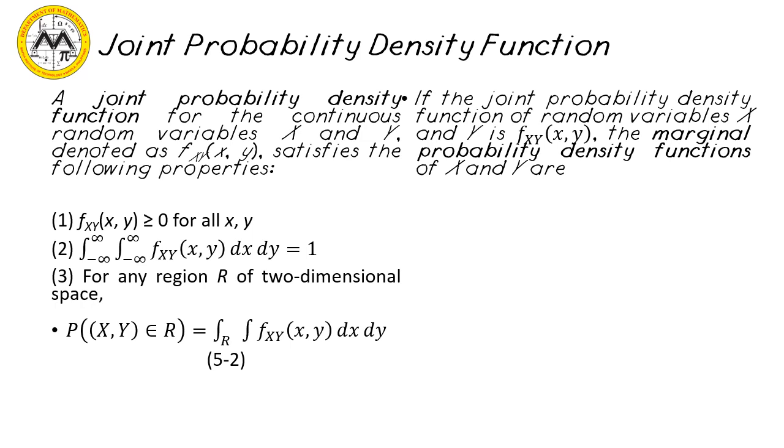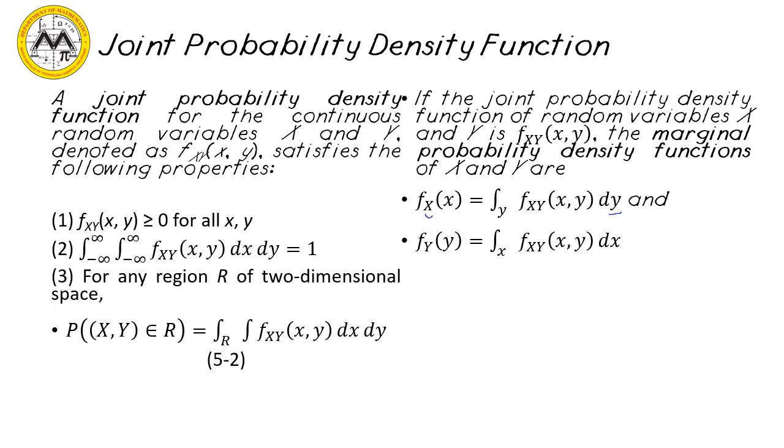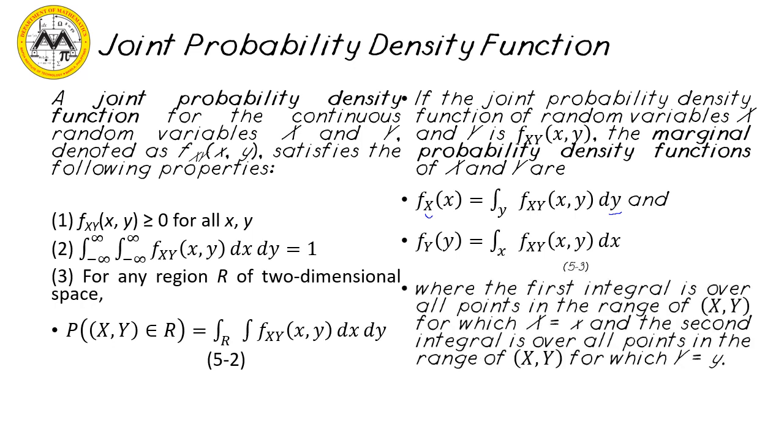If the joint probability density function of random variables x and y is f sub xy, the marginal probability density functions of x and y are as follows. f sub x of x is the integral of f of xy dy. So if we want the marginal density for x, we integrate with respect to y. And if we want the marginal density for y, we integrate with respect to x. The first integral is over all the points in the range of xy for which x is equal to x, and the second integral is over all points in the range of xy for which y is equal to y.